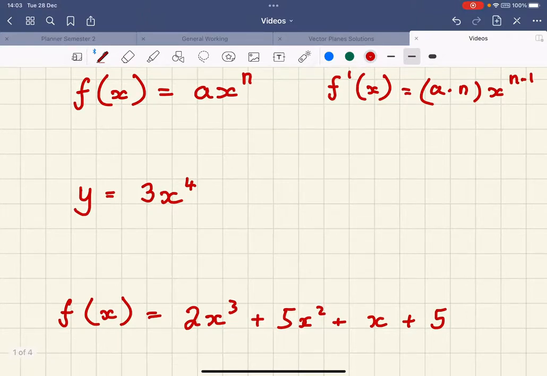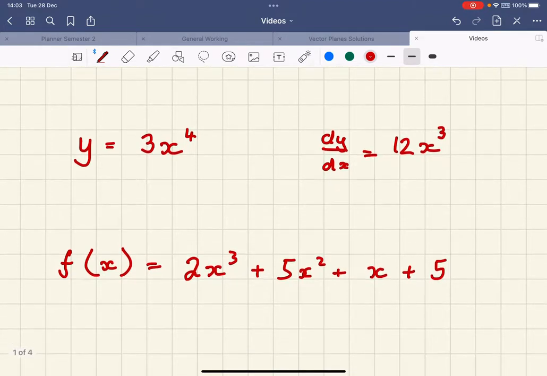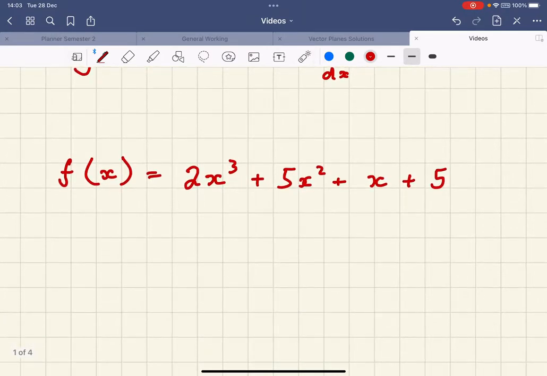So if we've got y equals 3x to the power of 4, then dy by dx, we multiply the 4 with the 3 to give us 12x, and then we reduce that power by 1. And that's it. So I've got a slightly more complicated one to finish with.